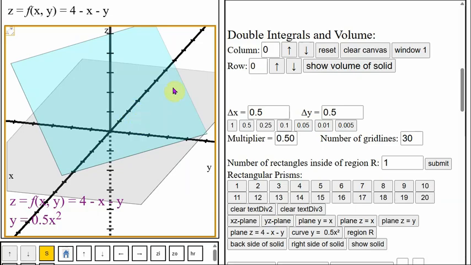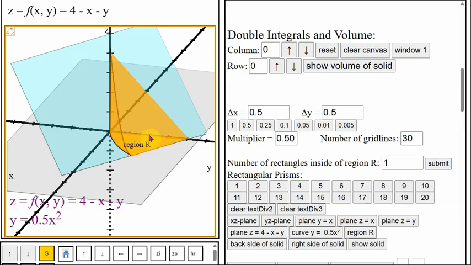And this is the plane z equal to 4 minus x minus y. And then this is the curve y equal to 0.5 x squared on the x, y plane right here. And then this is region R. And then I want to find the volume between region R and the plane z equal to 4 minus x minus y. And this is what the solid looks like.